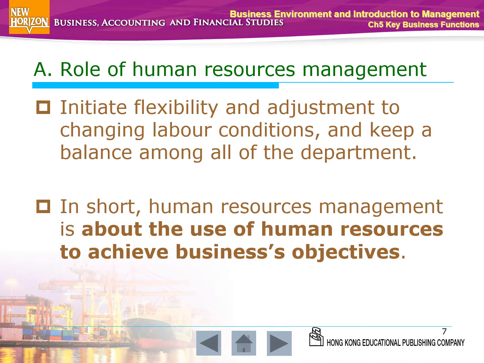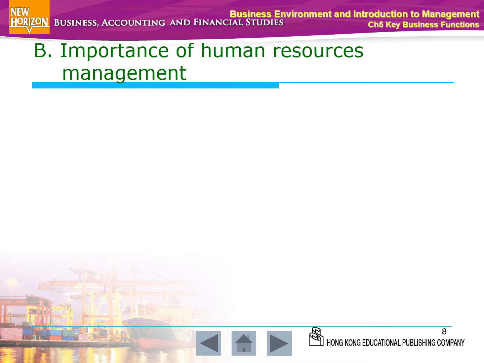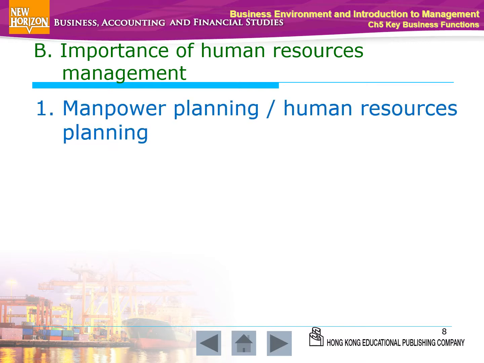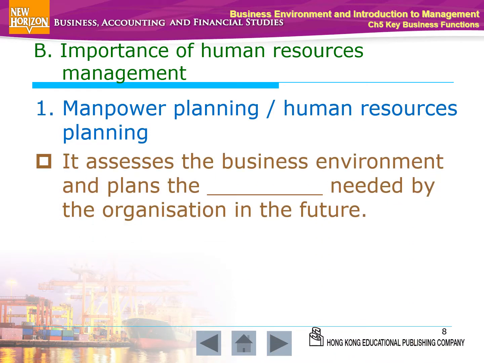Second, in short, that means in conclusion, the HR management is about the use of human resources to achieve business objectives or goals. Okay, why is human resources management so important? Number one, it acts as manpower planning or human resources planning. What is it? It assesses the business environment and plans the workforce needed by the organization in the future.